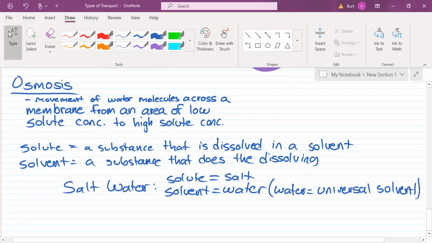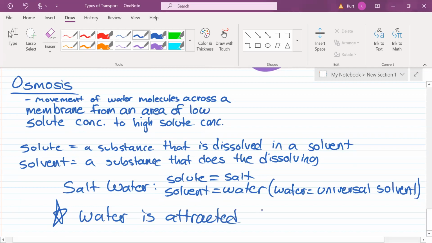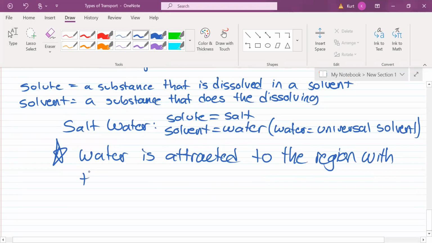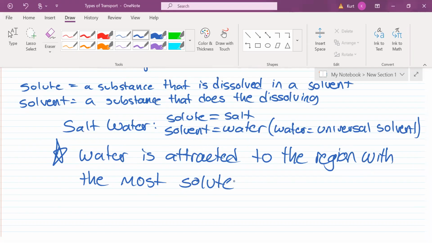What happens is you drink the salt water, and the salt water has more salt in it than the salt that is in your own body, in your cells. And so the common rule here, this is very important, is water is attracted to the region with the most solute. So if you are drinking salt water, I can assure you that the salt water has more solute in it, more salt in this case, than the salt that is in your body.